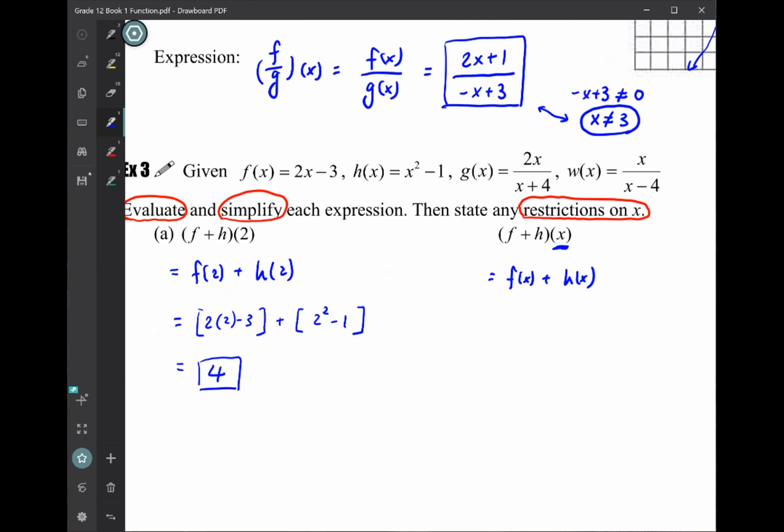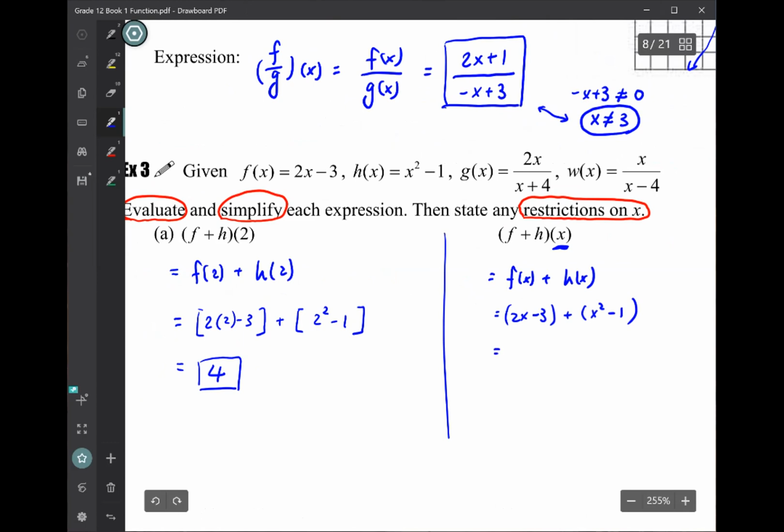You are adding up functions. So f of x is 2x minus 3 plus h of x, right? And then just combine the like terms. Okay, Trudy, after you combine like terms, please let us know.